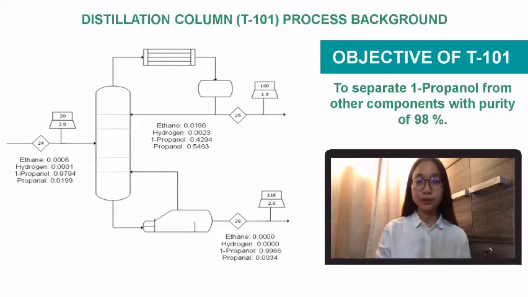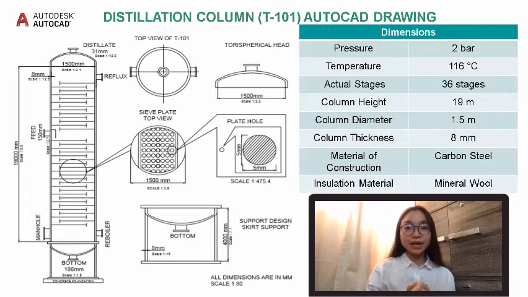The feed stream with ethane, hydrogen, 1-propanol and propanol is fed at 20 degrees Celsius at 2.8 bar. Meanwhile, the distillate products leave the column at 100 degrees Celsius and 1.8 bar, and the bottom products leave the column at 116 degrees Celsius at 2 bar. Ladies and gentlemen, as you can see, the design of the distillation column has successfully been carried out.